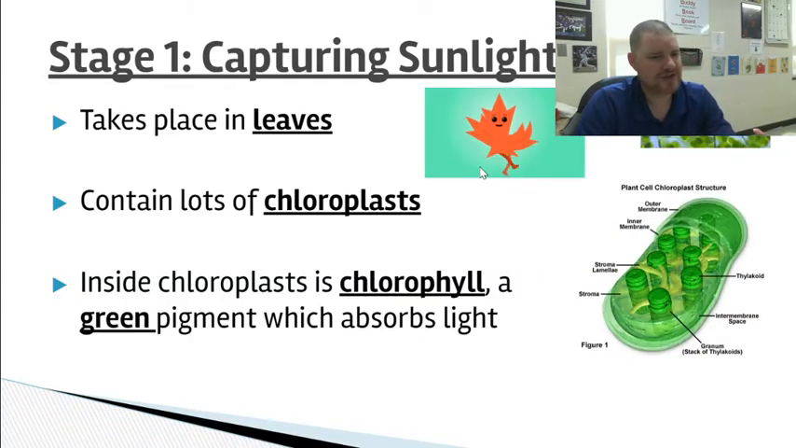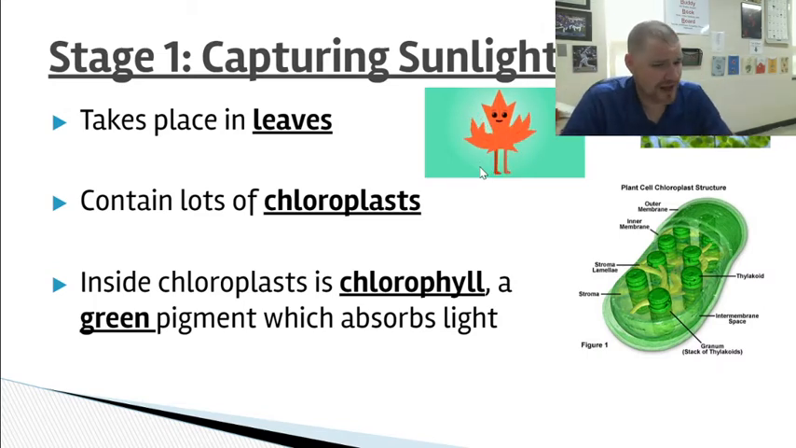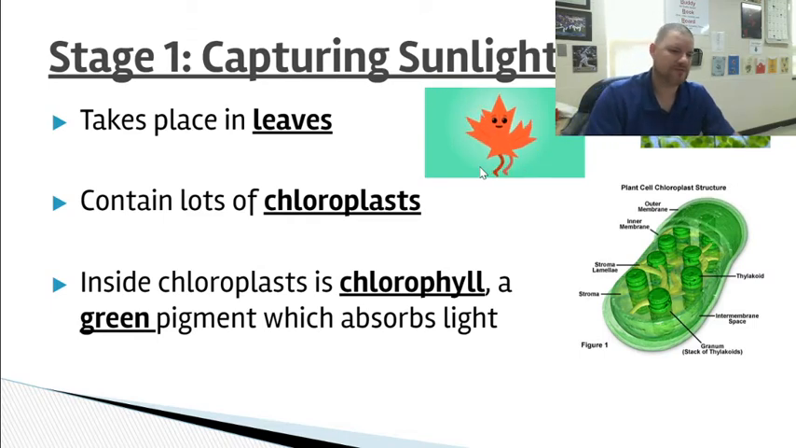So it's got a couple of stages, just like respiration does. The first thing is that the main stuff of capturing light happens in the leaves. Now, it can happen in other places, but the majority, that is the leaf's job, is to capture sunlight. Inside of the leaf cell, there are tons of chloroplasts inside of each one of the cells. Those chloroplasts have what is called chlorophyll, which fills up the chloroplast with a green pigment, which absorbs the light.